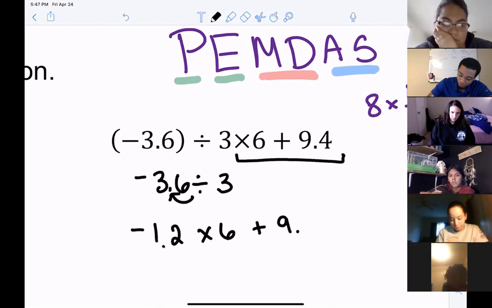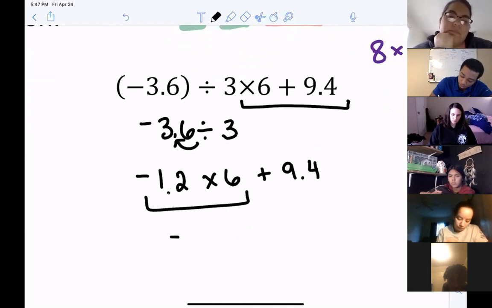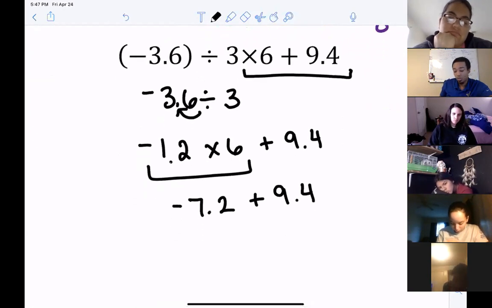Notice how I'm not trying to save the world and do it all as mental math right now. If it's a little more complicated, it's completely okay to ease it out a little bit by writing it out. Writing it out is meant to help you, not to be a crutch, if that makes sense. So then here, negative 1.2 times 6, negative 7.2. Because 1 times 6 is 6, 0.2 times 6 is 1.2. So 7.2. And then I see that negative 7.2 and 9.4 added together, I can just say 9.4 minus 7.2, which is 2.2.